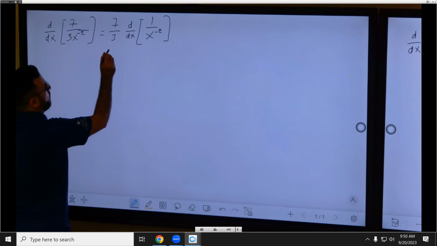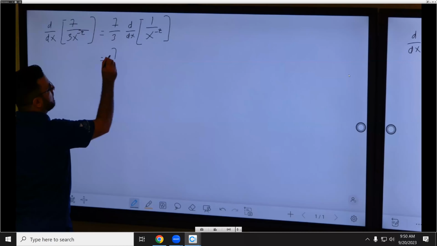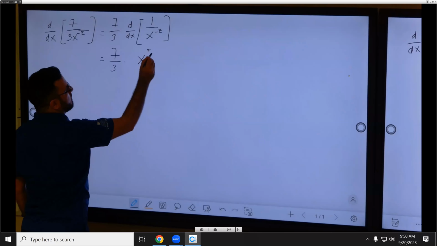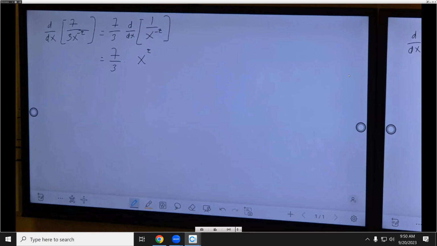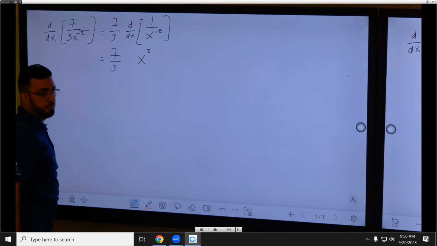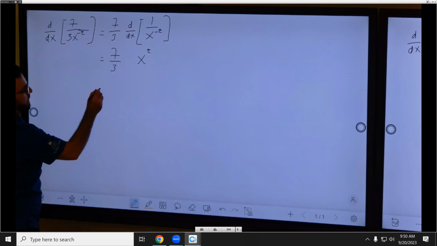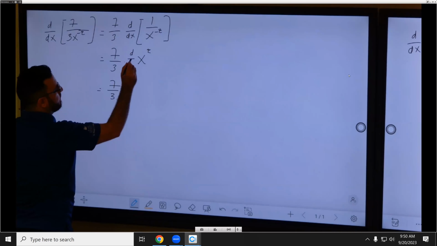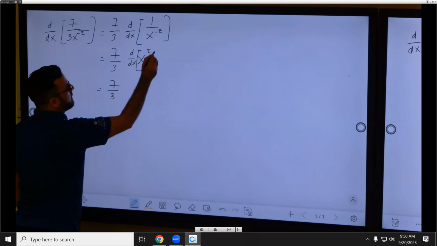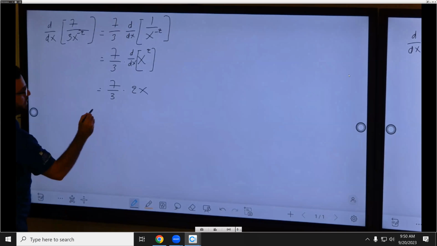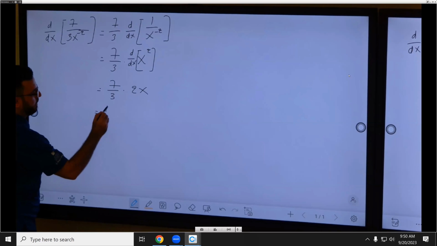Which is equal 7 over 3 times, can I take this one up? Is that right? Because it's negative, when it goes up, it's going to be positive. So now it's going to be 7 over 3. I forgot it's the derivative for x squared, going to be times 2x. What's the result going to be? 14 over 3, and here's the x.